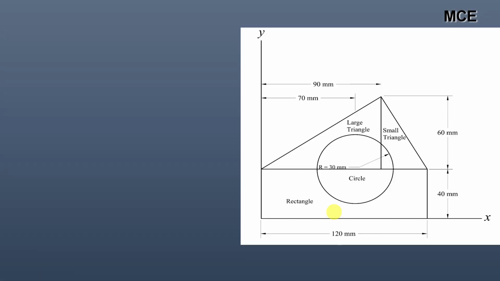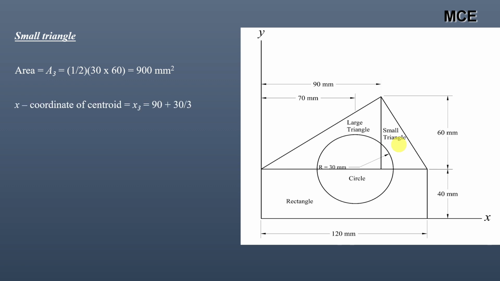Similarly, for the small triangle, its area will be half of base into altitude. The total side of the rectangle is 120 mm, and the base of the large triangle is 90 mm. So the base of this small triangle will be 120 minus 90, which is 30 mm, and the height of this small triangle is 60 mm. So the area will be 1 by 2 into 30 into 60, which is 900 mm square.